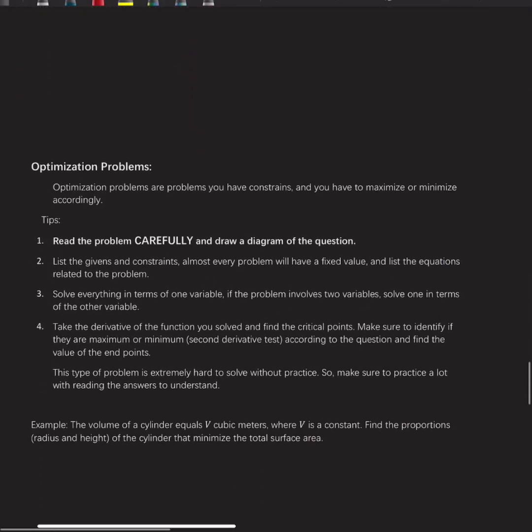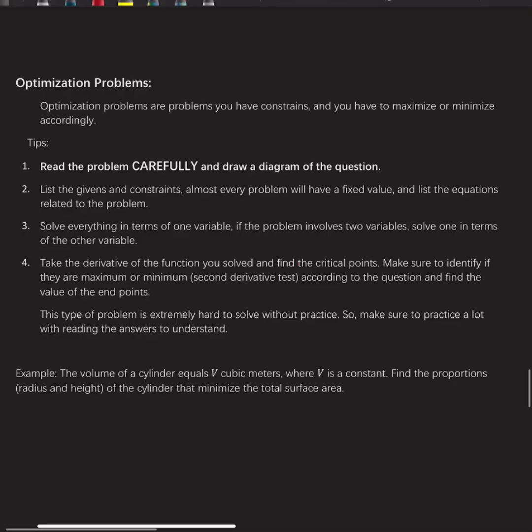And now, optimization problems. This is a problem where you have constraints and you have to calculate the max or minimum. So here are some tips for you. First, you should read the problem carefully. Make sure to read it multiple times and draw a diagram of the question. If you misread the question, you will certainly get it wrong.